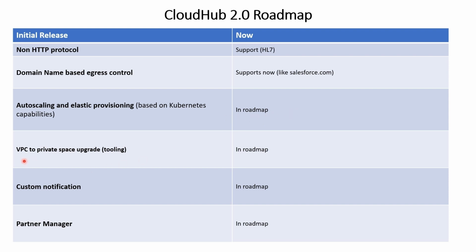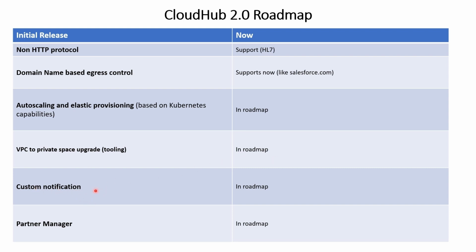Migration from CloudHub 1.0 VPC to CloudHub 2.0 private space is in the roadmap. Tooling to migrate the application from CloudHub 1.0 VPC to CloudHub 2.0 private space is in the roadmap. We should get that in the future.